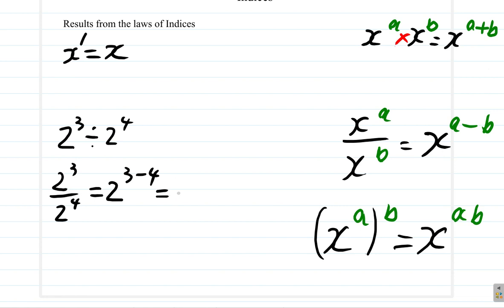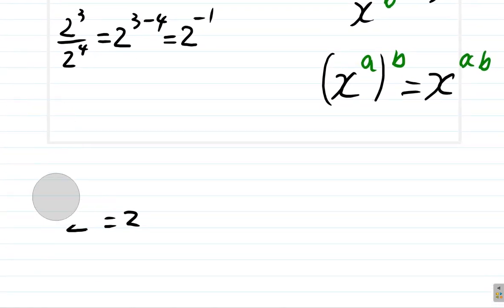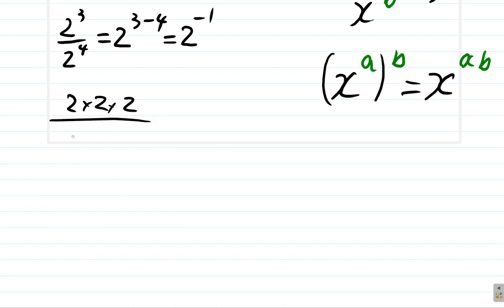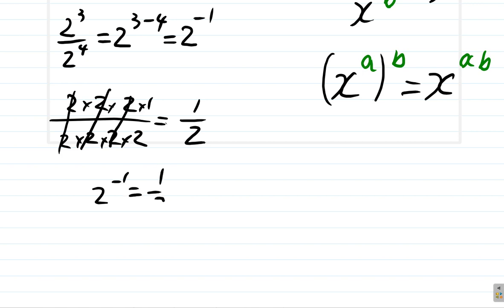What is 3 minus 4? It's negative 1, so it's 2 to the negative 1. That's interesting. What would that give us? Suppose we say that what we have here is 2 to the 3. So we have 3 2's multiplied over 2 to the 4, which means 4 2's multiplied. Cancel down. If you had put times 1 up here, you'd have 1 over 2. You see that? So this is saying 2 to the negative 1 is equal to 1 over 2.